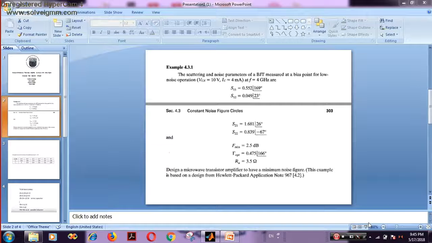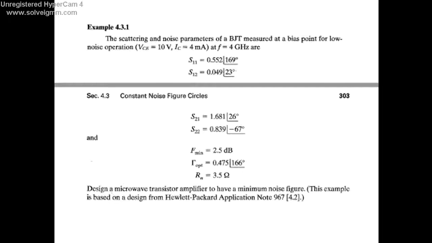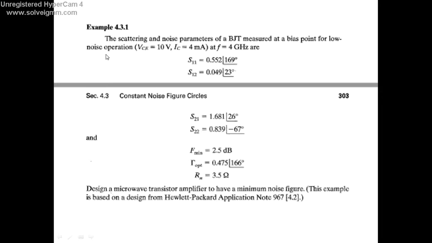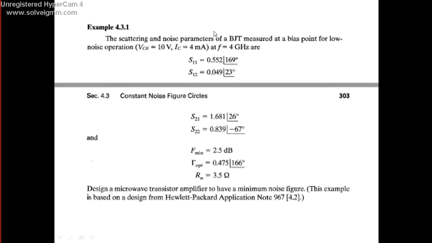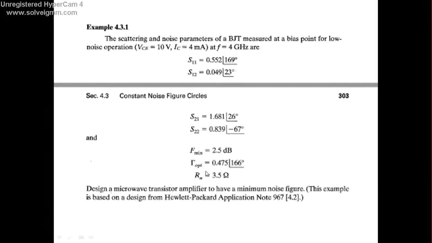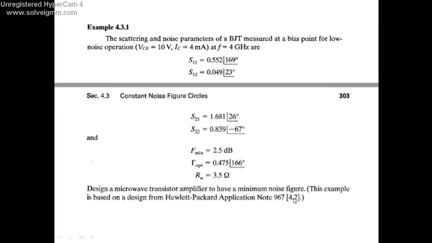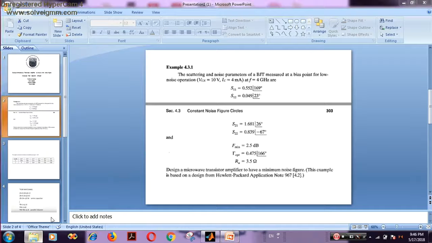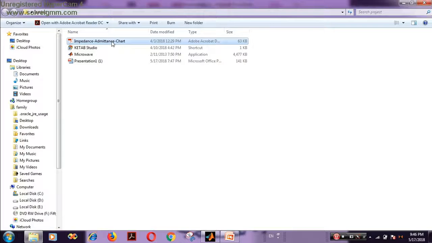And now we have this example 4.31. The scattering and noise parameters of a BJT measured at a bias point for low noise operation. And we have the values of S11, S12, S21, S22, F minimum, gamma opt and Rn. And we should design a microwave transistor amplifier to have a minimum noise figure. And we will use the Kitab program to solve it.